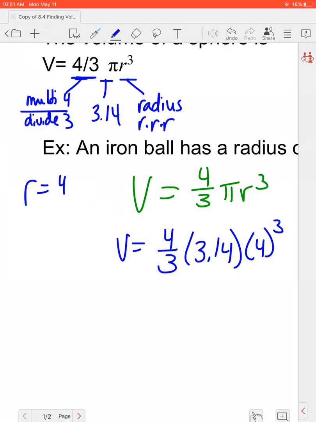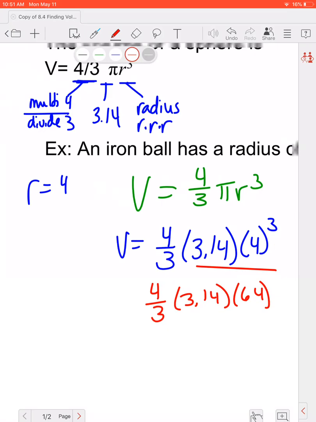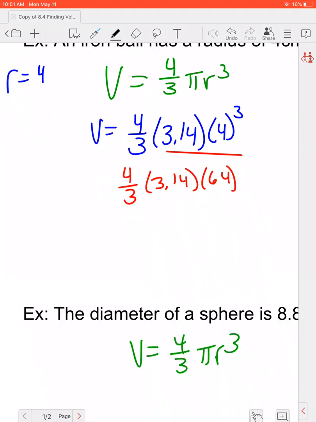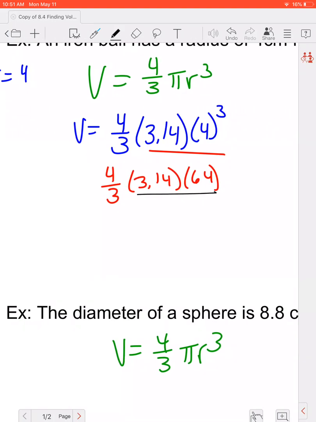Now if you want to, you could do this whole part all together, or you can do 4 times 4 times 4, and the calculator is going to give 64. So we're going to have 4/3 times 3.14 times 64. And then we'll multiply these two together. So 64 times 3.14 is going to be 200.96 times 4/3.